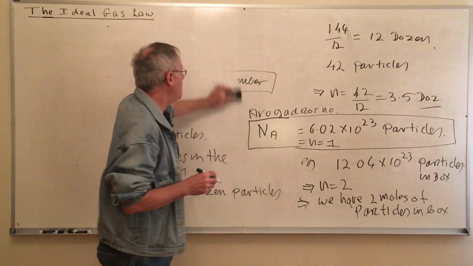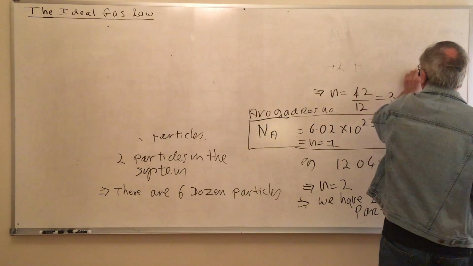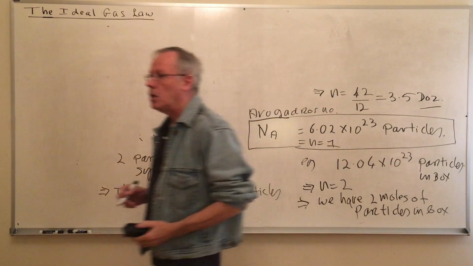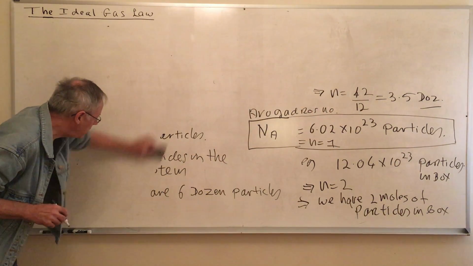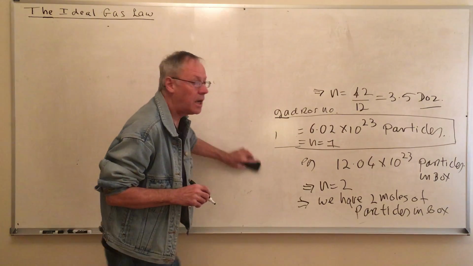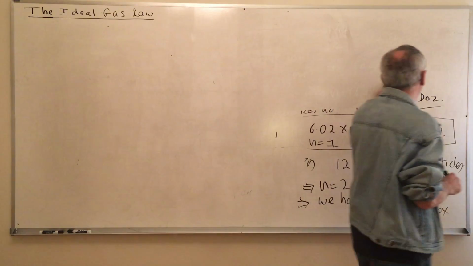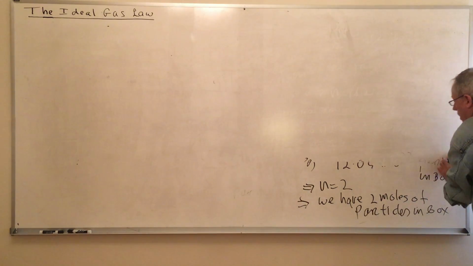Now, Avogadro's number, 6.02 by 10 to the power of 23 particles, cannot be worked out. It can only be found experimentally. And there are various tricks and means to find that number. When you find that number, you can find the mass of the hydrogen atom. You can find the mass of a proton, approximately. You can find the mass of a helium nucleus or an alpha particle.